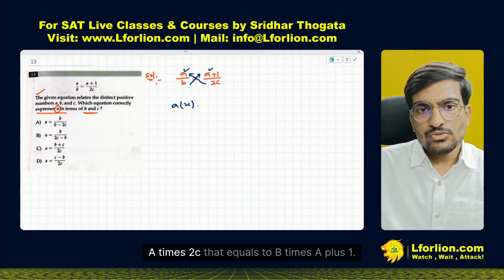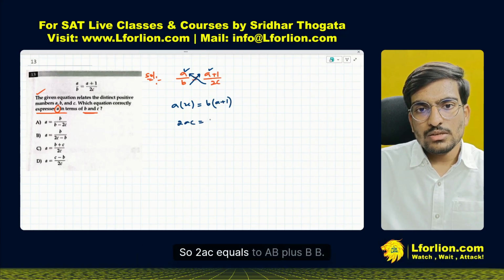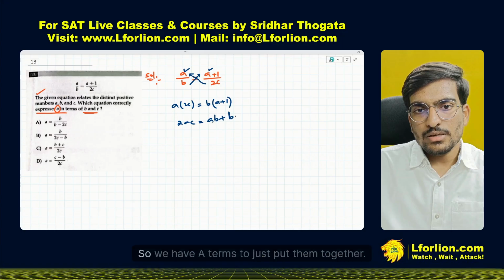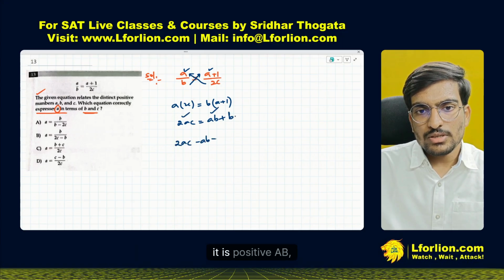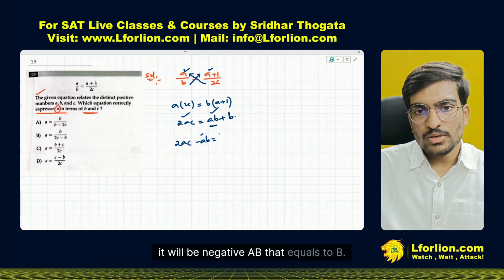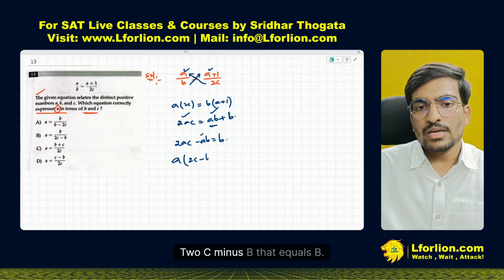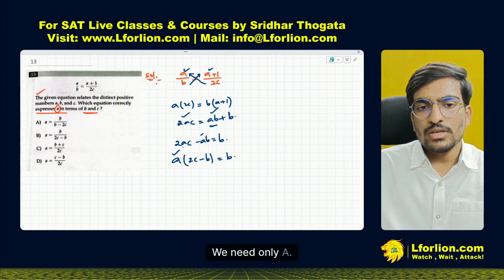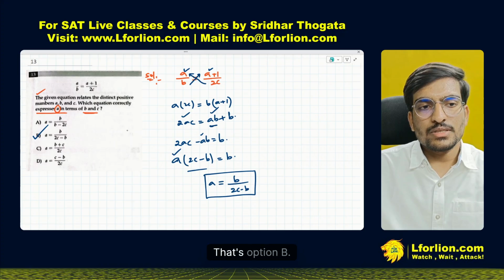A times 2c equals b times a plus 1. So 2ac equals ab plus b. So we have two a terms, just put them together. 2ac minus ab, it is positive ab, so it will be negative ab, equals b. So now we take a common out from them. a times 2c minus b equals b. We need only a, so let's send it to the other side. A equals b by 2c minus b, b by 2c minus b, that's option B.